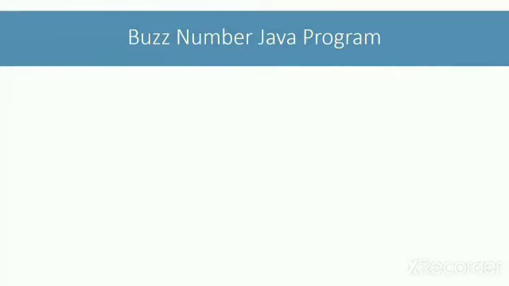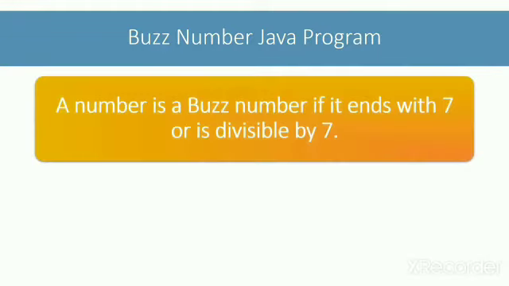In this lesson, we will look at a Java program which checks if a number is a buzz number or not. A number is a buzz number if it ends with 7 or is divisible by 7.